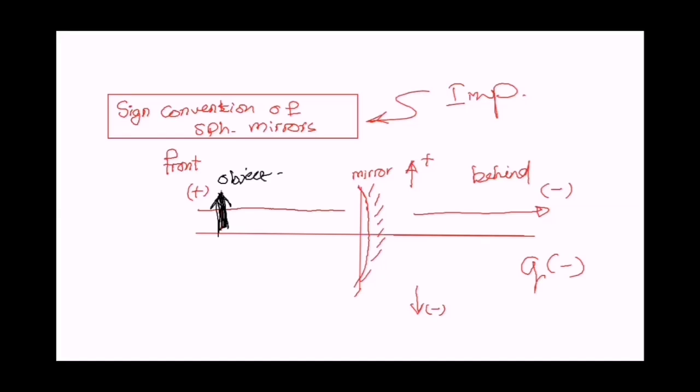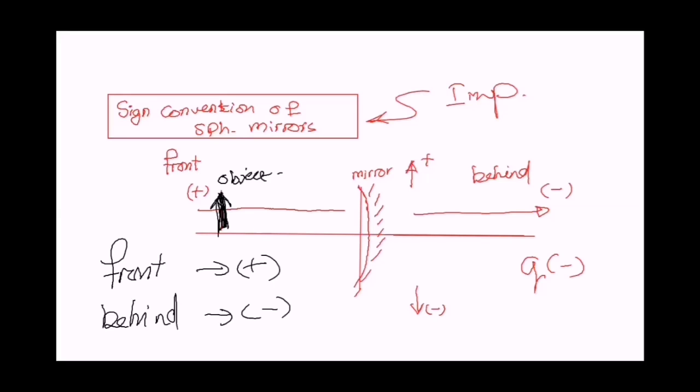If the object is on the left side, it's positive. But in the graph, we know that it should be negative, right? Because that's the negative side. No, this is not identical to the x-axis. Here we said the front side, in front of the mirror, will be positive, and behind the mirror will be negative. This is a concave mirror, so it is a converging mirror.